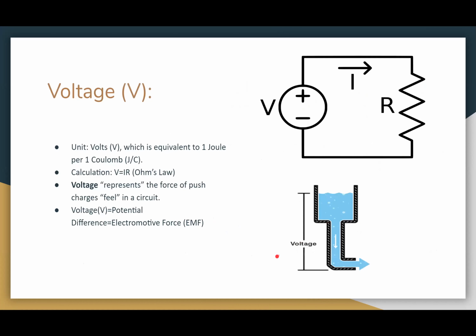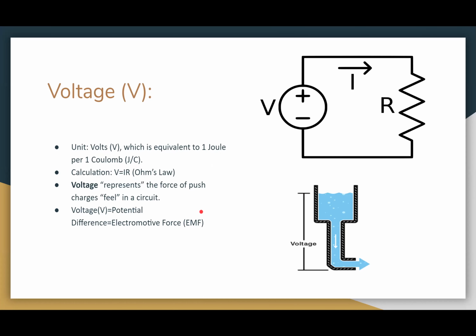Now we have to account for voltage. The measurement for voltage is volts, and you can denote it with a capital V. Usually 1 volt is equal to 1 joule per 1 coulomb, so we can say J over C. You should have probably learned this in your 152 physics class. The way we calculate voltage is typically using Ohm's law, where V is equal to IR. Voltage is equal to the current times the resistance. What voltage represents is the force pushing the charges throughout the circuit.